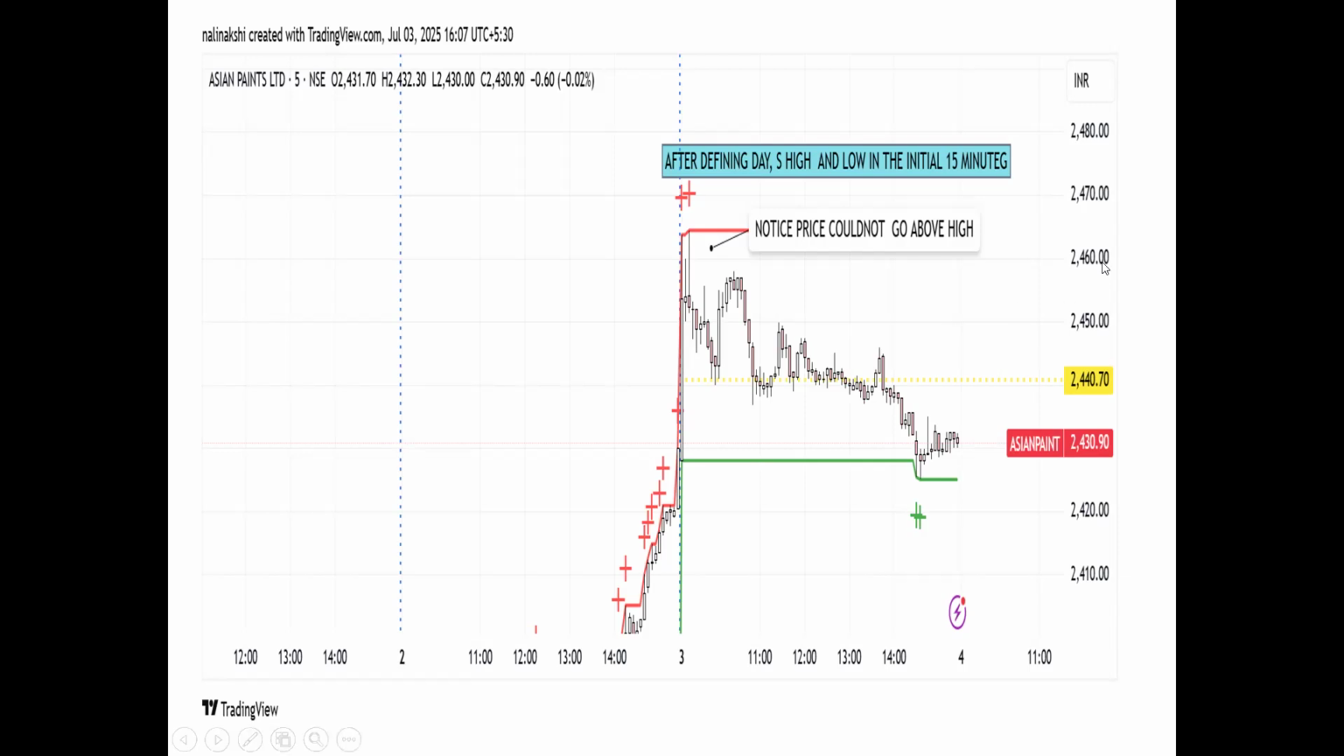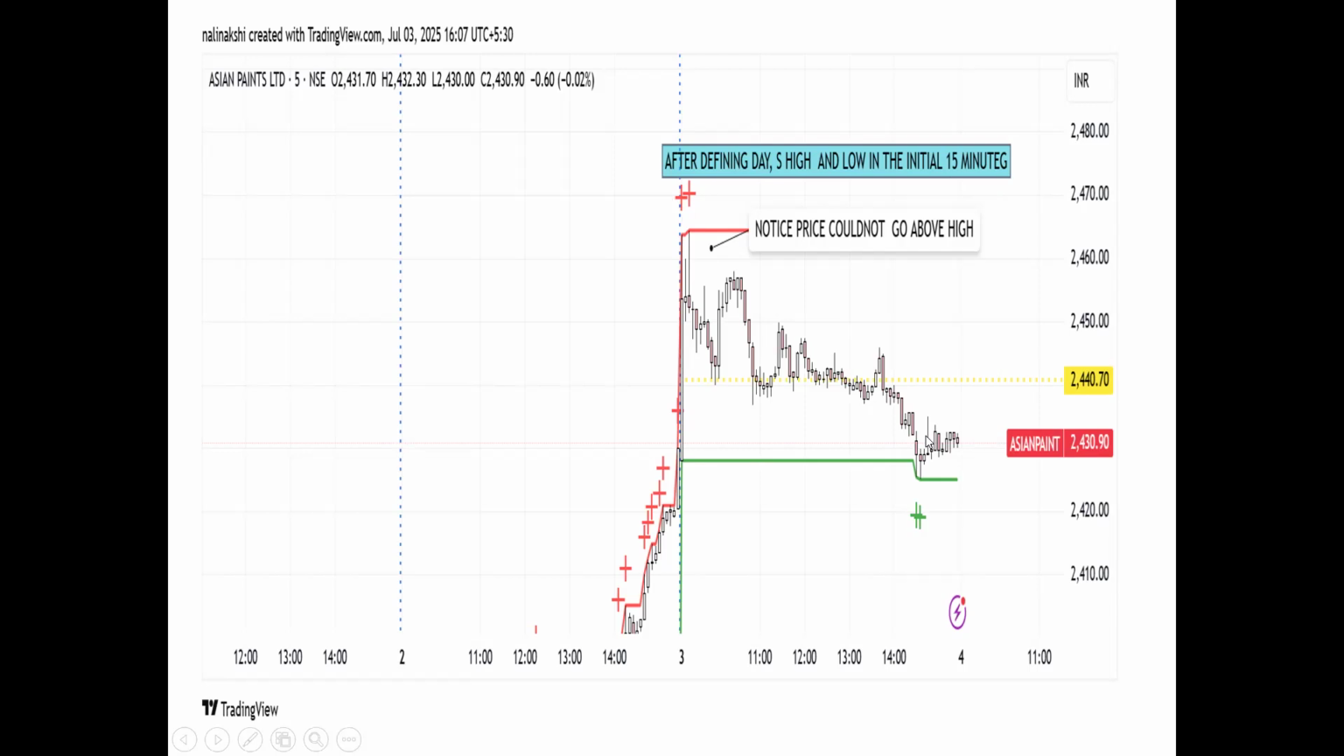What happened here? The day high was defined, and even in the second hour the market was not able to go to the day high. So no day high was registered after that. After the initial day high was plotted, these plus marks are there. And then it started coming down to the day low.